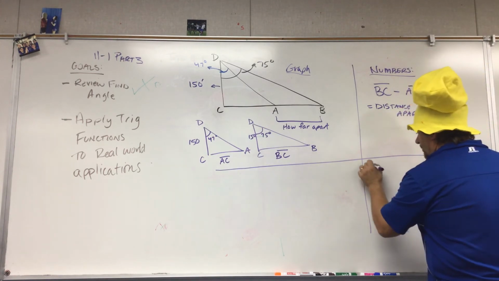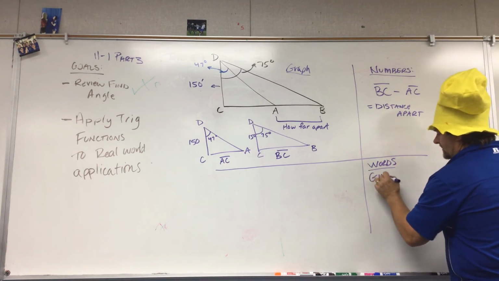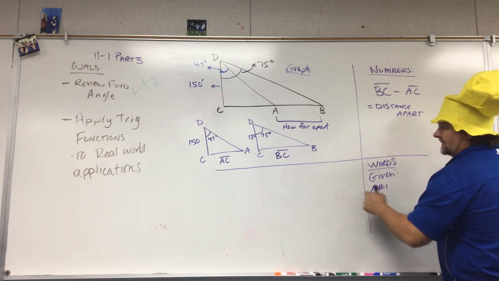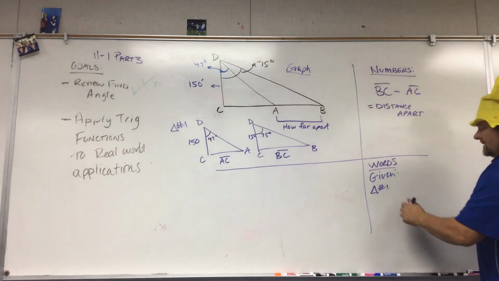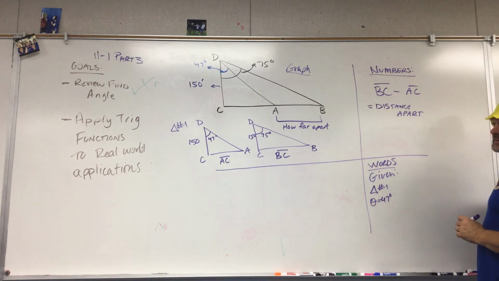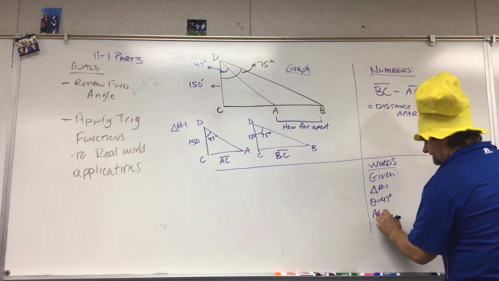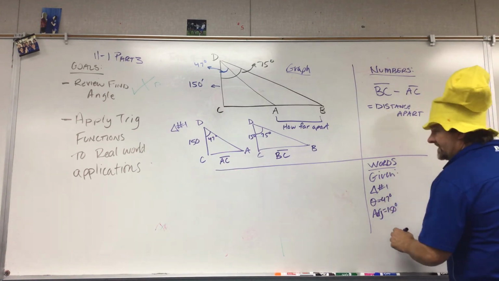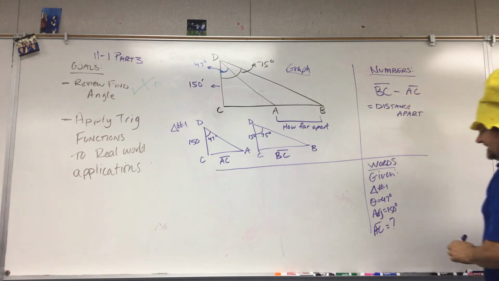So let's take our words here and clean it up. Our words: we're given what? Triangle number 1. In triangle number 1, we're given theta of 47 degrees, an adjacent of 150, and we're asked to find AC. We don't know what that is.